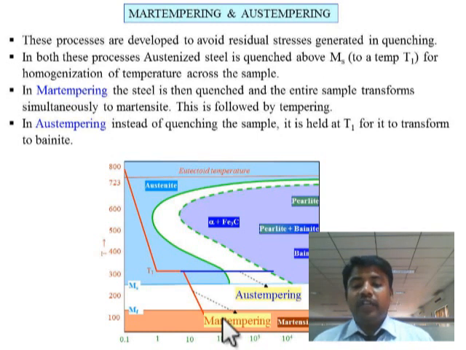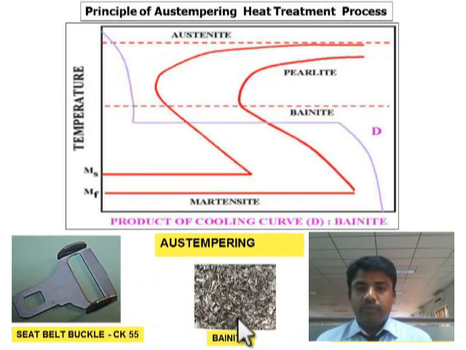So this we call martempering, and we get a martensite tempered structure. Here you go for austempering, and you get a bainite structure. In the martempering process, you get the tempered martensite structure.